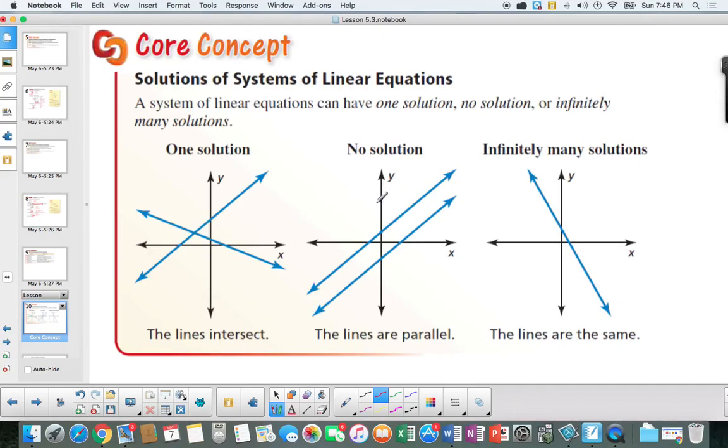Remember that these systems represent these three possibilities. One, the two lines could meet and you could get an answer. Two, when you solve, you may not get anything, and that means the lines are parallel. And the other is that the lines are the same, so you get an infinite number of solutions.